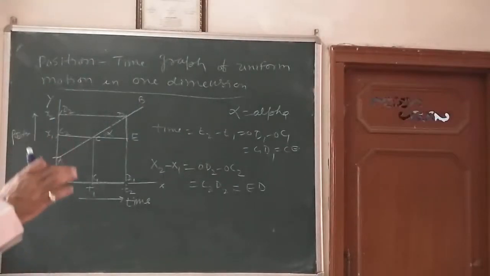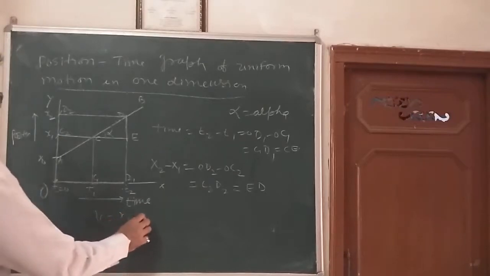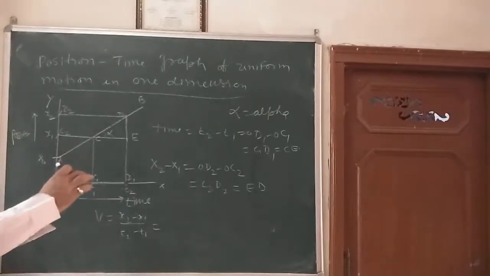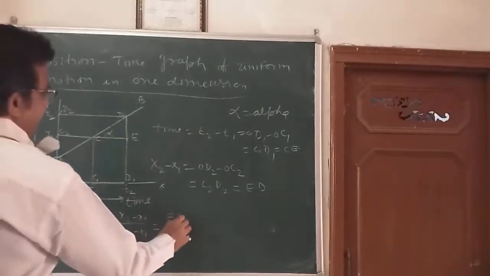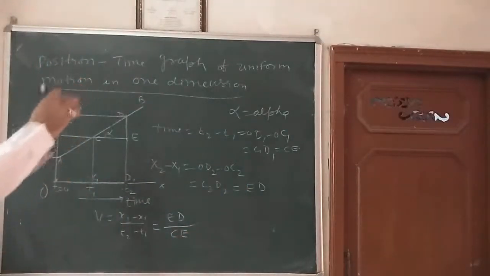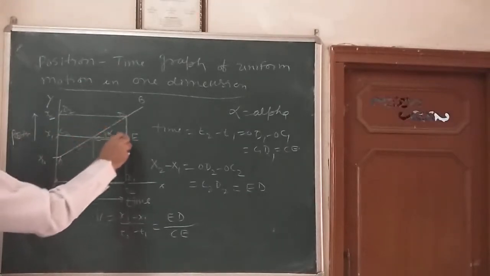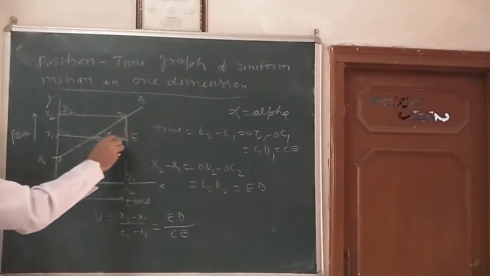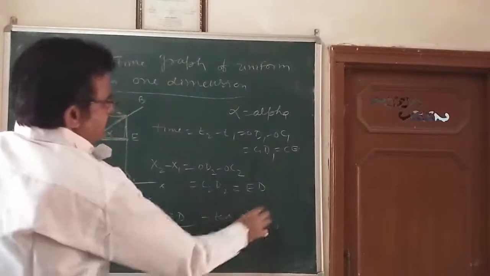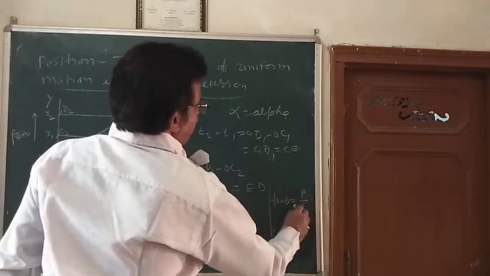So what we are getting here? The velocity of the object that is x2 minus x1 divided by t2 minus t1. x2 minus x1 that is ED, and here is CE. ED divided by CE. Here is an angle in this triangle. This is perpendicular and this is base. This is equal to tangent, children. The formula is tangent of theta is equal to perpendicular upon base.